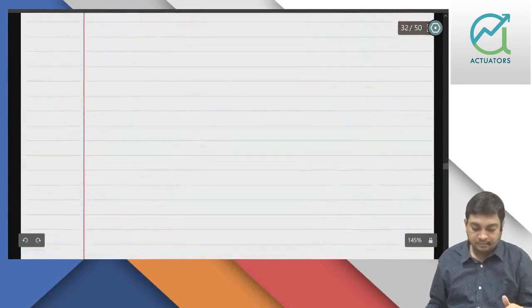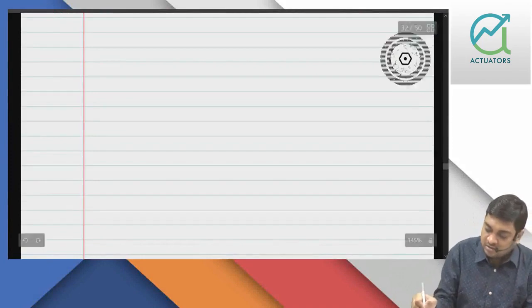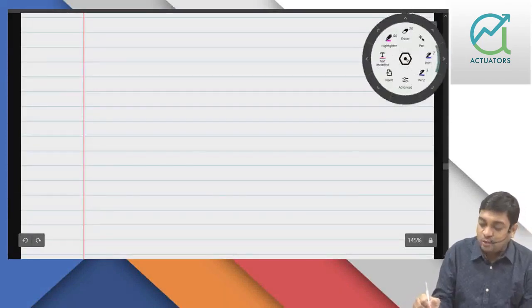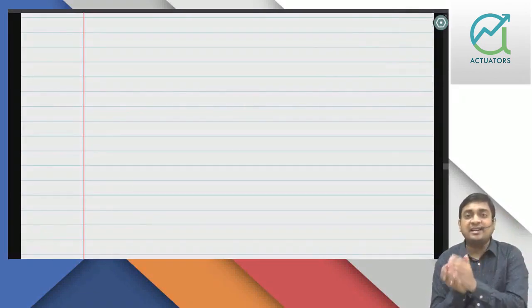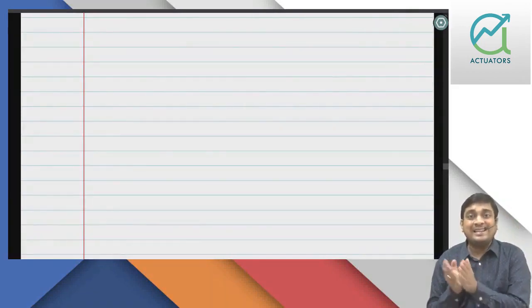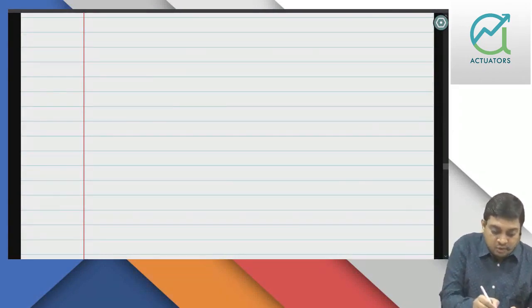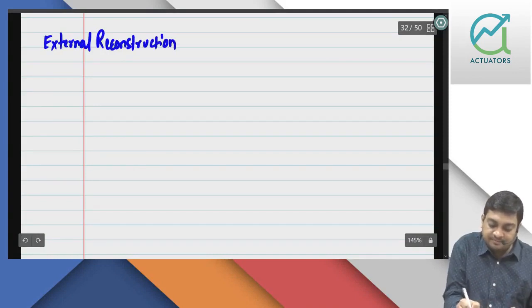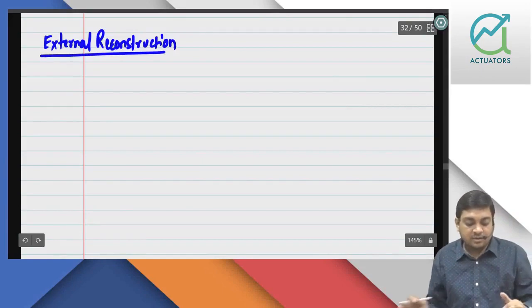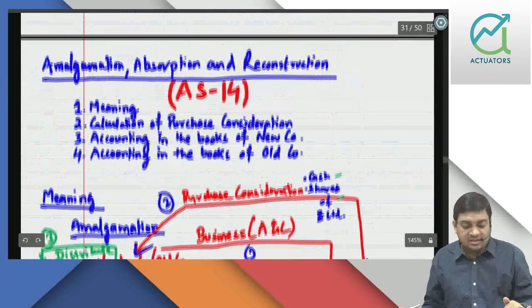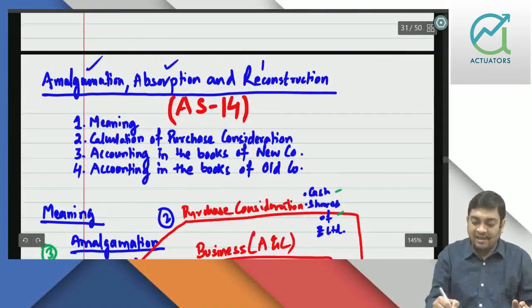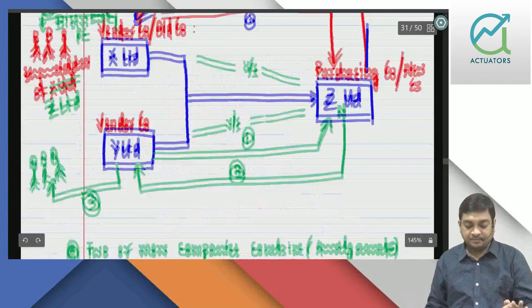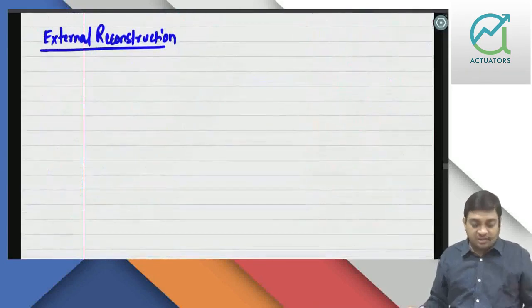Now we will be talking about reconstruction. And there are two types of reconstruction: external reconstruction and internal reconstruction. Internal reconstruction we will deal with separately, not as per AS 14. So what type of reconstruction are we talking about? We are talking about external reconstruction. Right? So we discussed amalgamation, absorption, now external reconstruction. Now what is this external reconstruction?